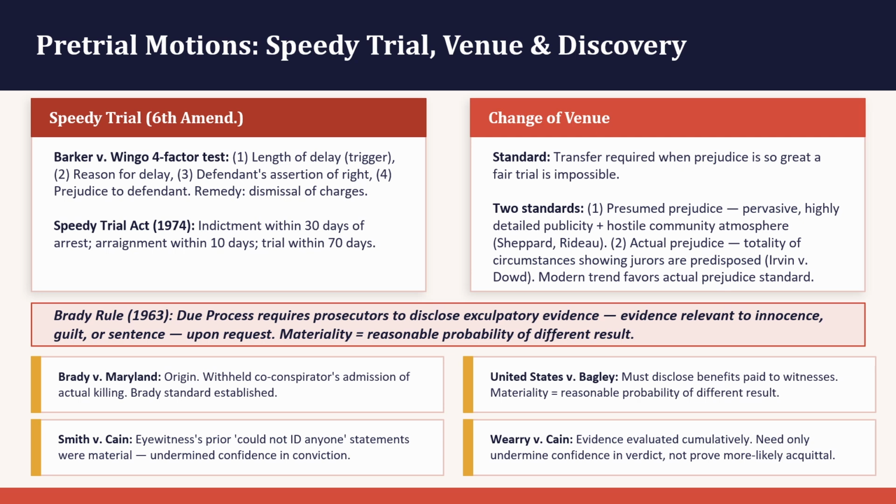In Smith v. Cain, the eyewitness's prior statements that he could not identify anyone were plainly material and undermined confidence in the conviction. In Wearry v. Cain, the court stressed that Brady evidence is evaluated cumulatively. Prosecutors cannot simply isolate each withheld piece of evidence and conclude that none of it would have changed the outcome.